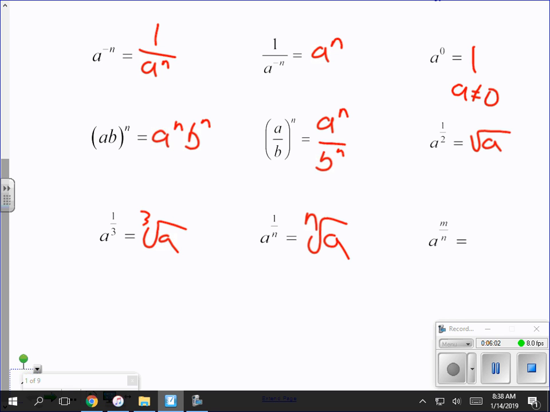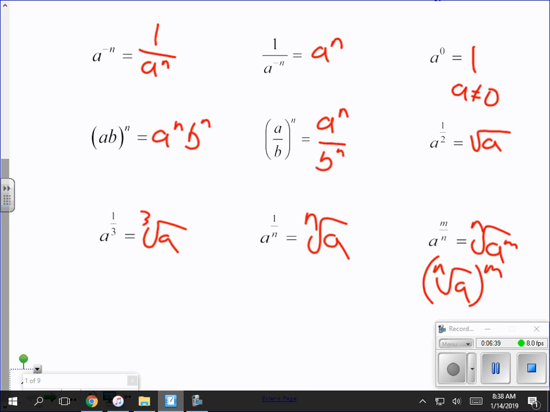Now, if you have a numerator that's something other than 1, we have a fraction m over n. The denominator is your root. The numerator is your power. The nth root of a to the m, or you could, and I've done this before, the nth root of a to the mth power, where you take the entire root to that power. It doesn't really matter which one you do first, whether you take it to the power or you take the root. It doesn't matter. Okay.